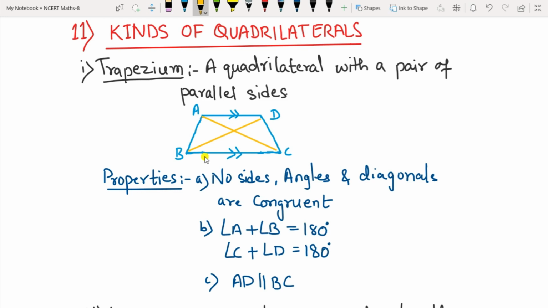So here properties are: no sides, angles and diagonals are congruent. So none of the sides here is congruent. They are not of equal length. Neither are the diagonals of equal length. Okay. Angle A plus angle B. So these two angles are on the same side of the transversal, so that will be equal to 180. And C plus D will also be equal to 180. And AD will be parallel to BC. So these are the properties of a trapezium. Okay. So the two sides will be parallel, but they will not be of equal length.